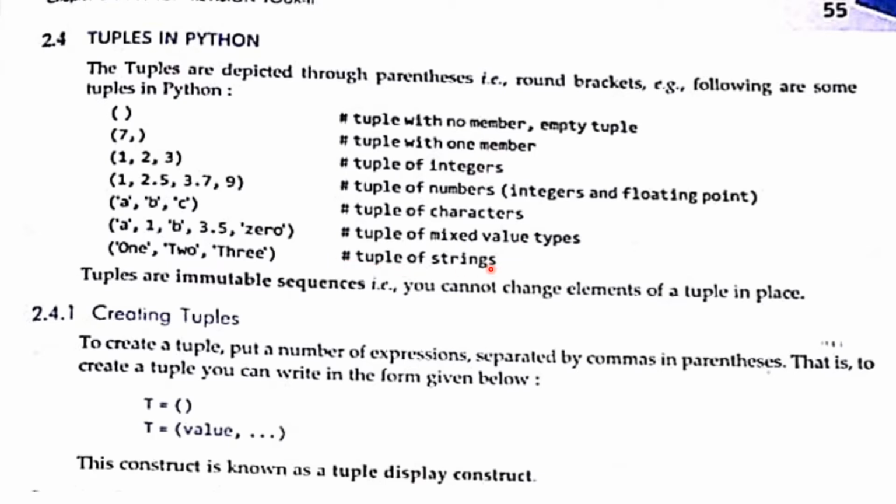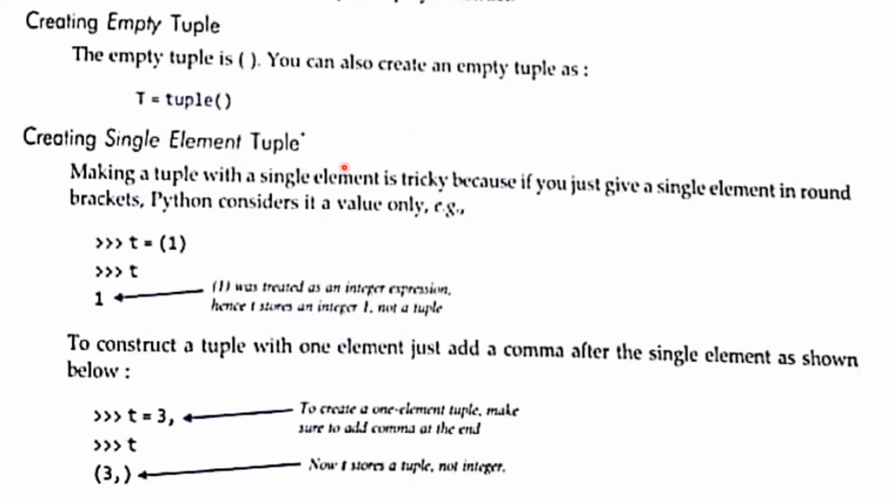So, creating empty tuples, we have already seen that an empty tuple is created with parentheses without any value. Creating a single element tuple, that I have already discussed. If you put a single element in a tuple, then do not forget to use a comma after the element.